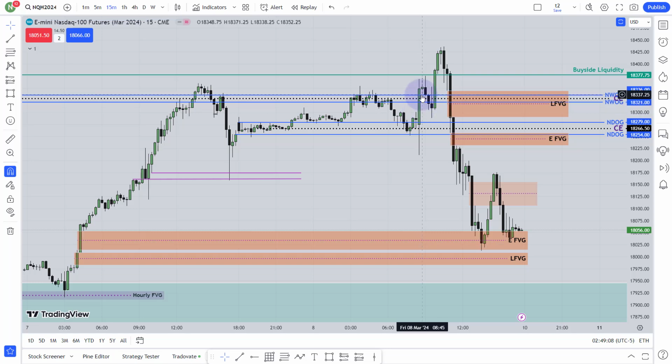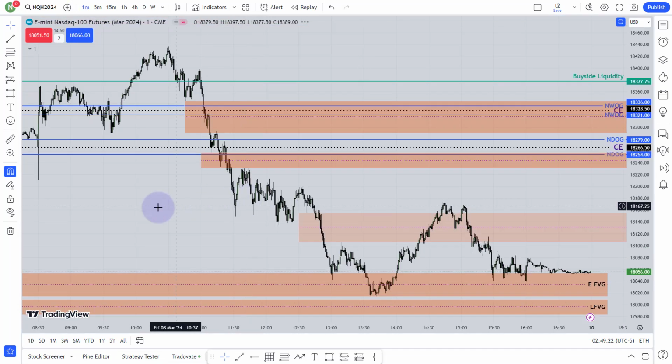When you look for the entry, when market comes to that fair value gap from the 15-minute chart, you will look for your entry. You have very clean buy side and sell side liquidity here. Okay, so now is the time to go to the 1-minute chart.